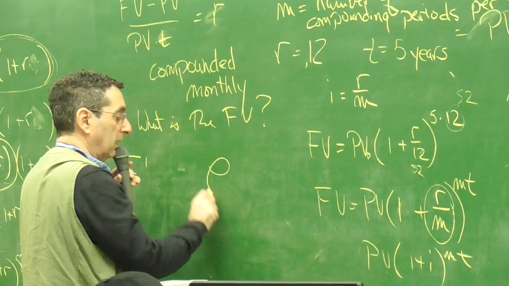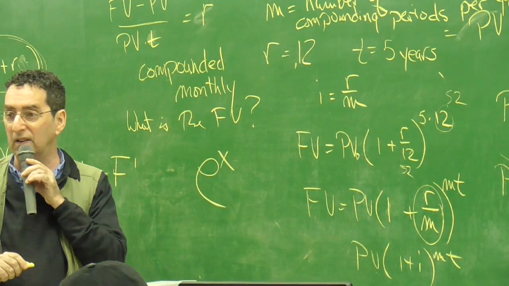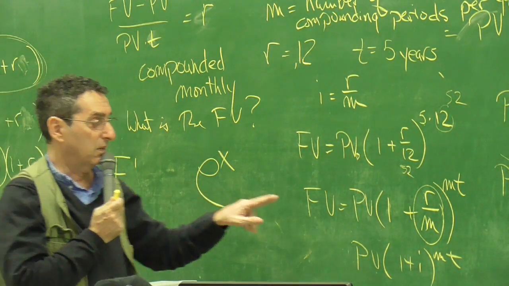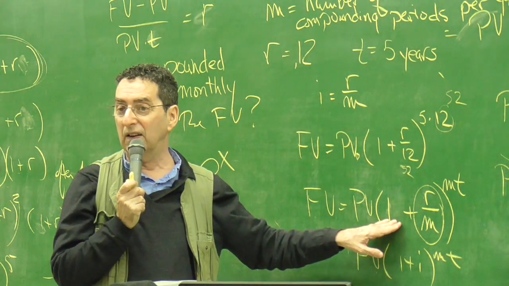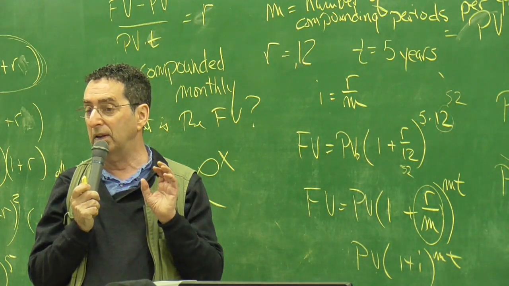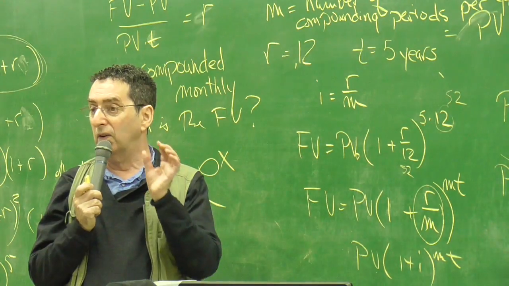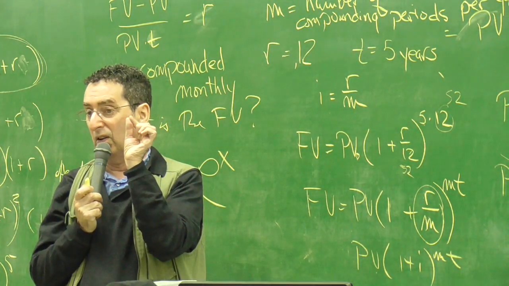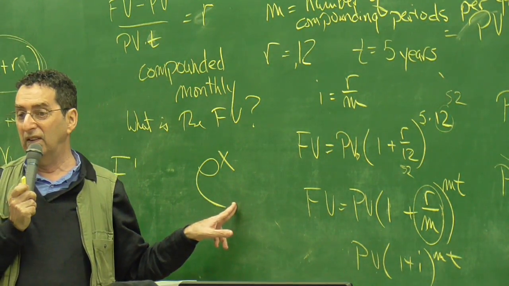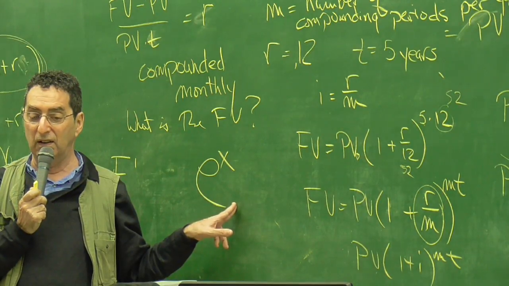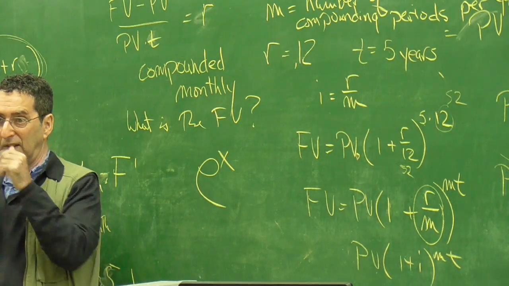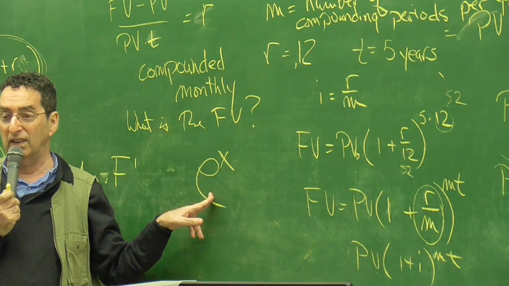But we'll show that e to the x comes into the equation. So it's going to be in here. If the number of compounding periods is infinitely large, or the compounding time is infinitely small, then e to the x will appear in the formula for the future value. Okay? So that's called continuous compounding. Continuous compounding will have e to the x in it as part of the calculation.